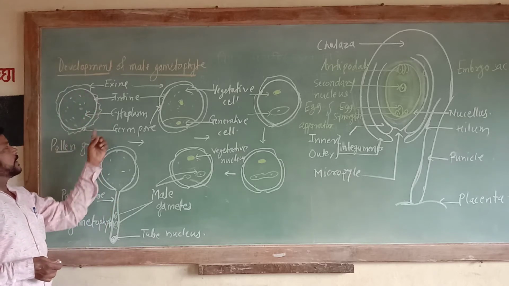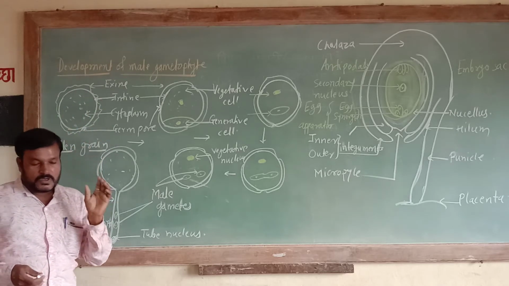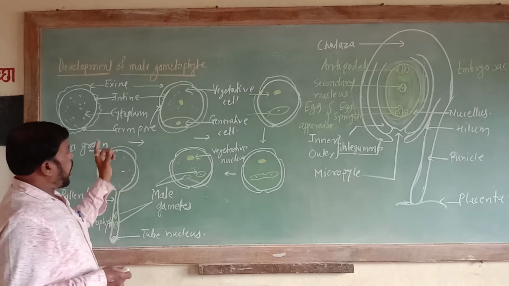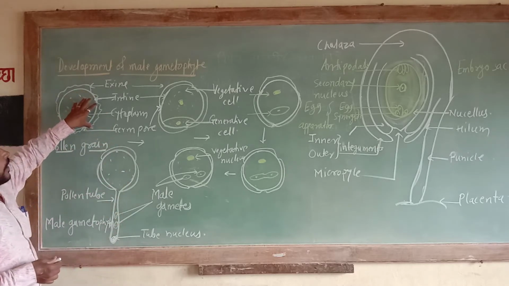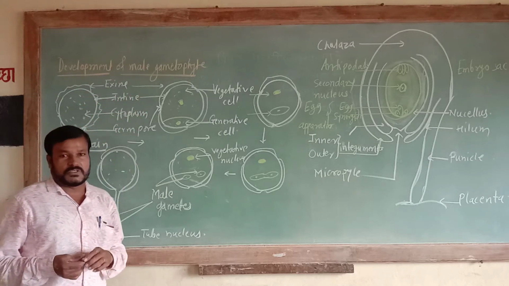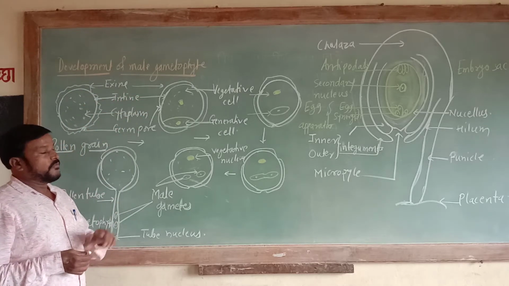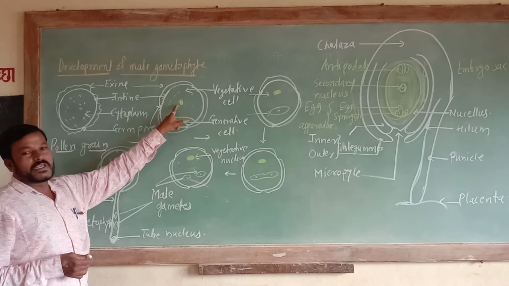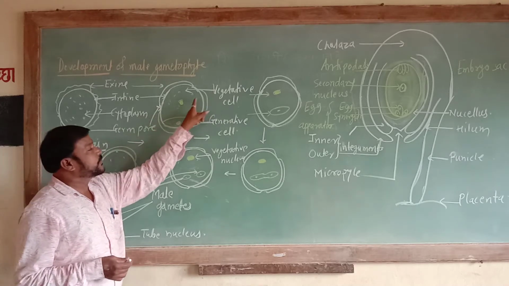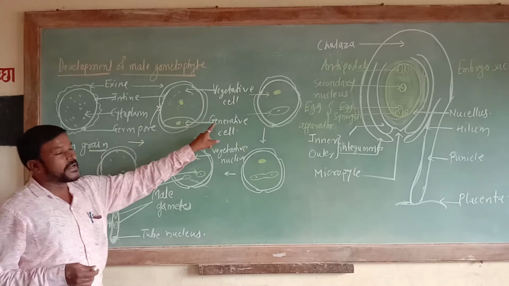Here, the pollen grain is the beginning of the male gametophyte. This pollen grain undergoes mitotic divisions. First, the first mitotic division gives rise to two cells, that is a large vegetative cell and a small generative cell.